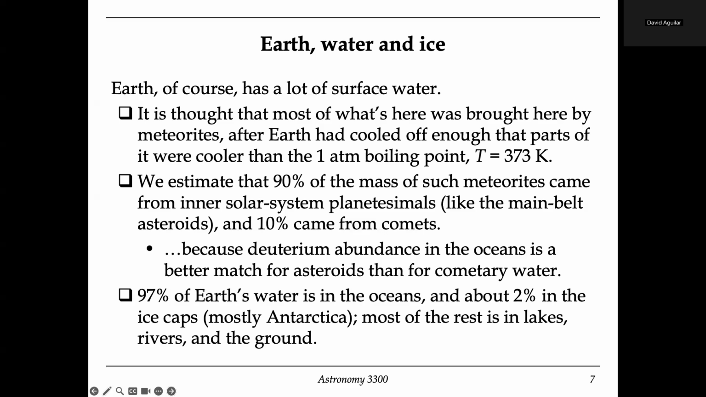Inner solar system planetesimal, probably the outer main belt, and we'll talk about that distinction a little later in the semester. And about 10% of it is coming from comets. You can tell this because of deuterium abundance. So we're going to talk about this.